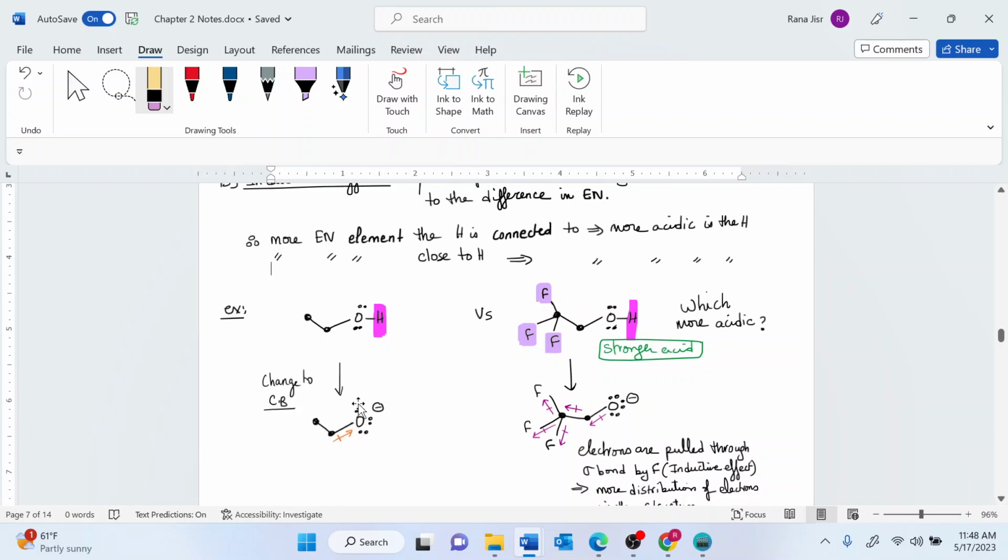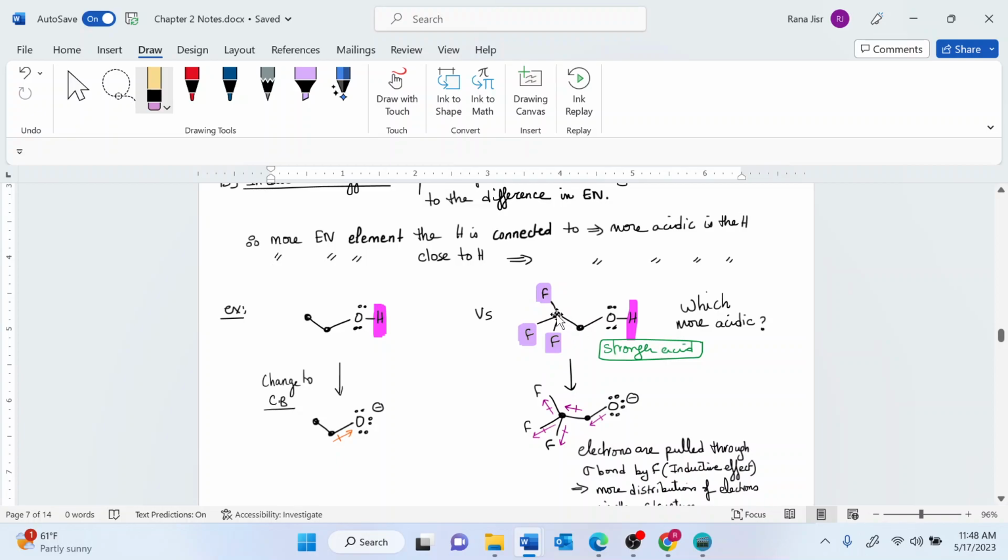So the negative charge and the electron cloud will remain on the oxygen. It will not be distributed. That will destabilize the conjugate base and make this acidic hydrogen less acidic compared to the other structure. For the other structure, you have your electronegative elements on one of these carbons.